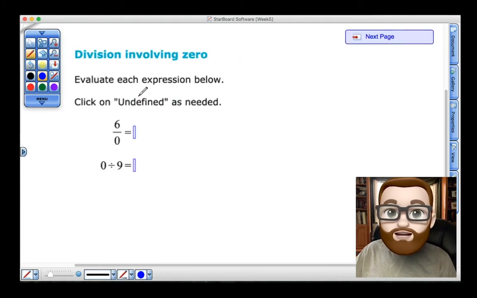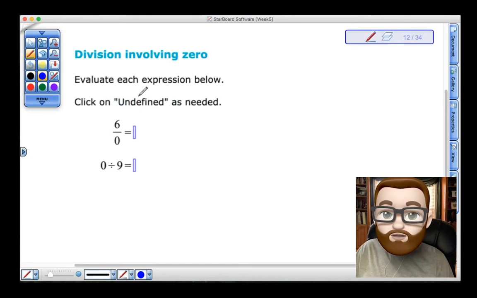Dividing by 0. So sometimes you're going to be asked to divide by 0 or have 0 divided into another number. Your answers are going to be one of two. It's either going to be a 0 or it's going to be something called undefined. So I'm going to explain each of those.